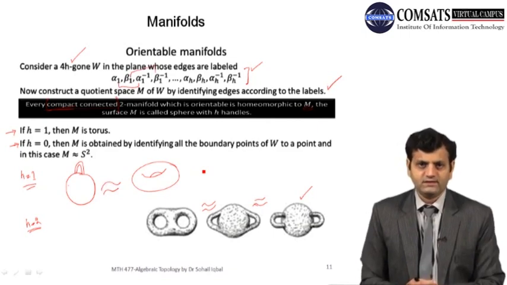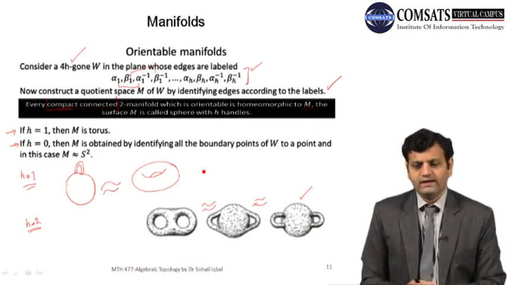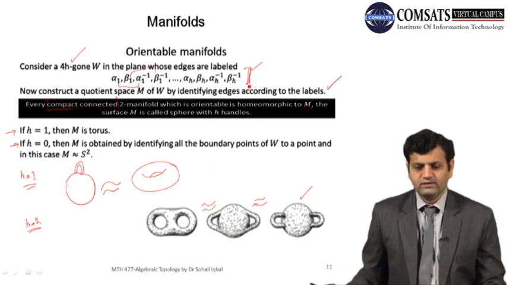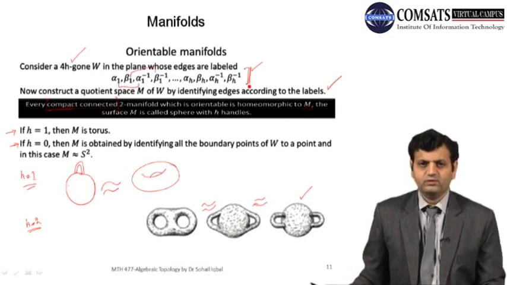Okay, so now we have this important result where we say that every orientable manifold can be obtained by identifying the sides of a polygon, and it tells us more than that. It's also telling us the geometry of the object as well. So it says that if you want a surface with H handles, then we should consider a 4H-gon, and we should identify the sides according to this rule. Okay, so this is an important result about the two-manifolds.